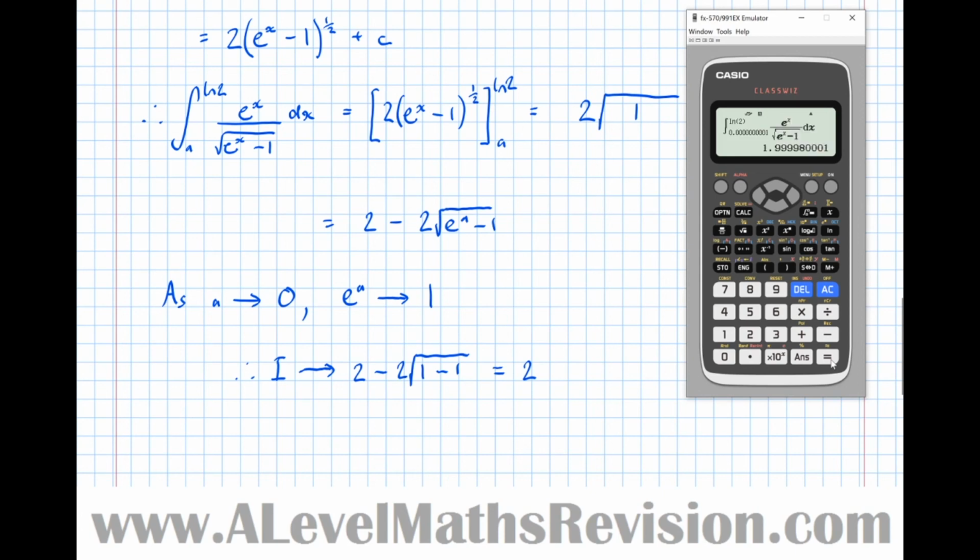Well, this is awkward, isn't it? There we go. And it's very close to 2, which is what we expected. So we can't expect it to get exactly 2 because we're approximating it with 0.0000001. However, we can see we're in the right ballpark, so that gives us some comfort that our answer is correct.